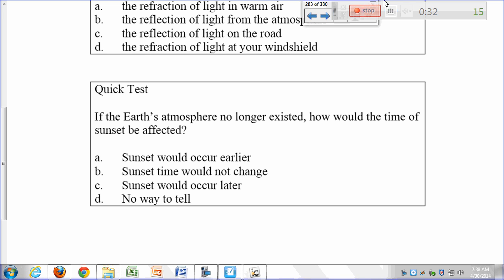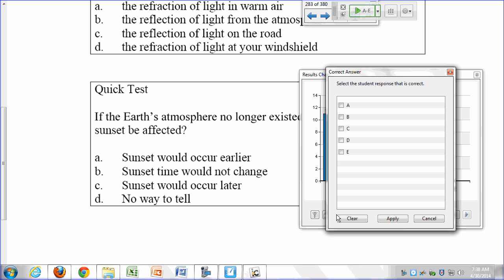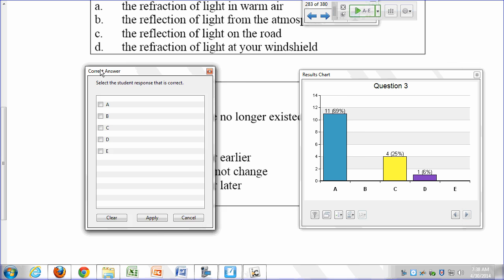I'll stop at 35. Somehow I have 16 clickers, but I only have 15 people. That's good.